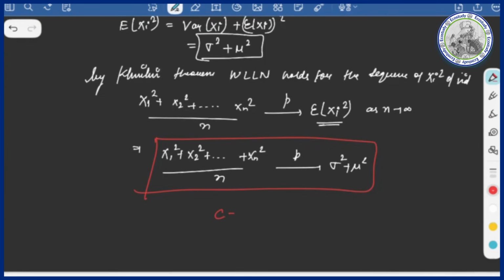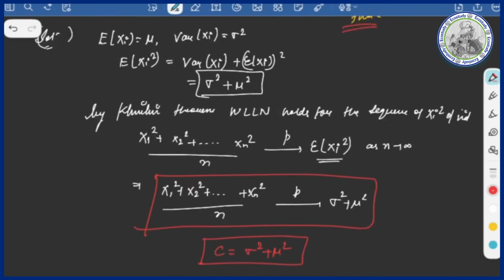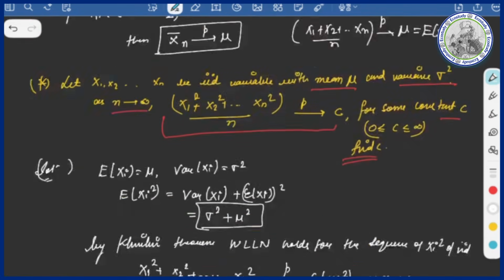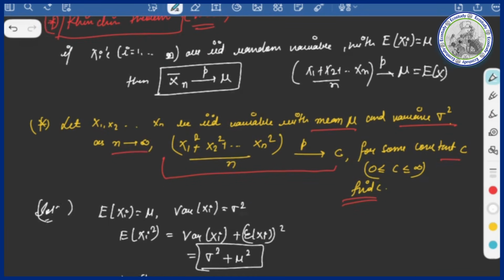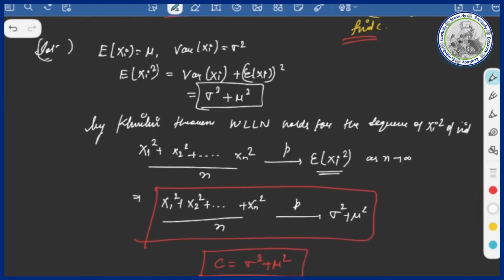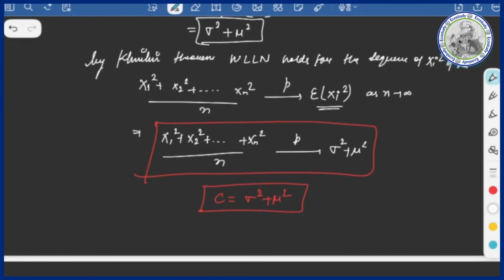Then what is the value of c? The value of c is nothing but sigma square plus mu square. Okay, so this is what we had to prove, because what does Khinchin's theorem say? If the Xi are IID random variables with expectation of Xi equal to mu less than infinity, then the sample mean tends to mu. Then by this theorem we can prove that (X1 square plus X2 square dot dot dot Xn square) divided by n will tend to expectation of Xi square.